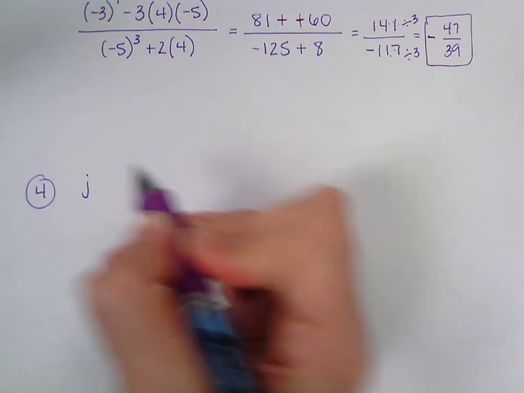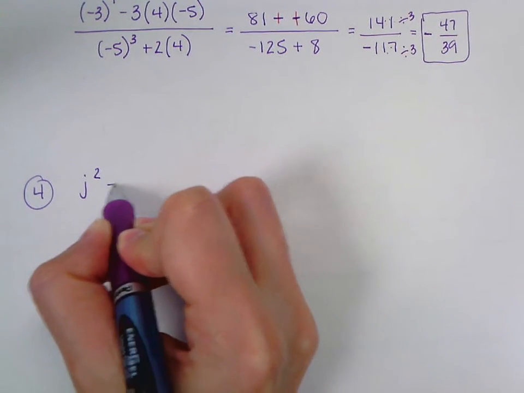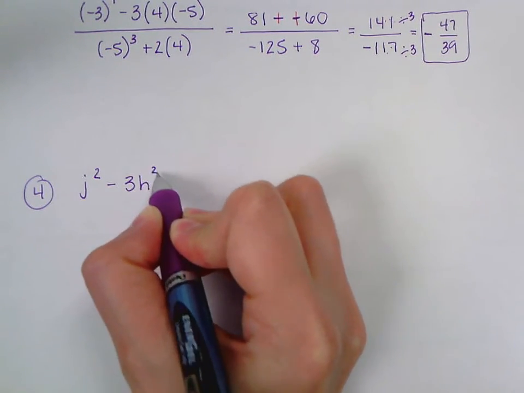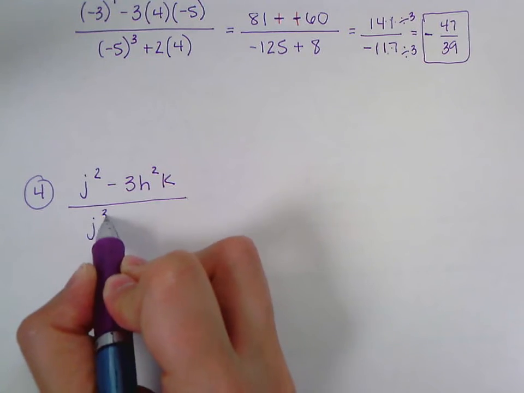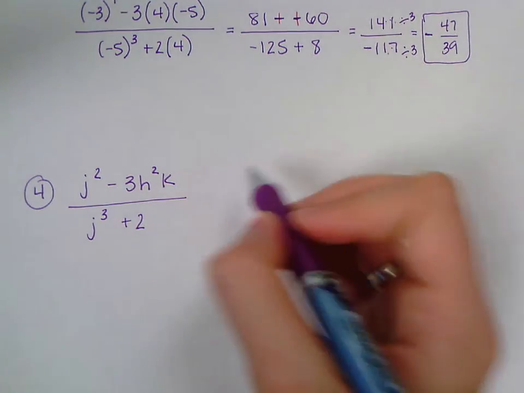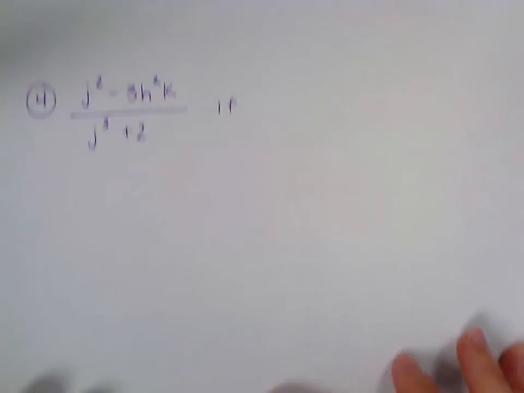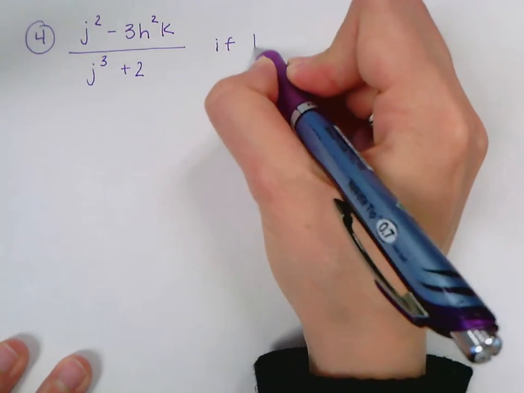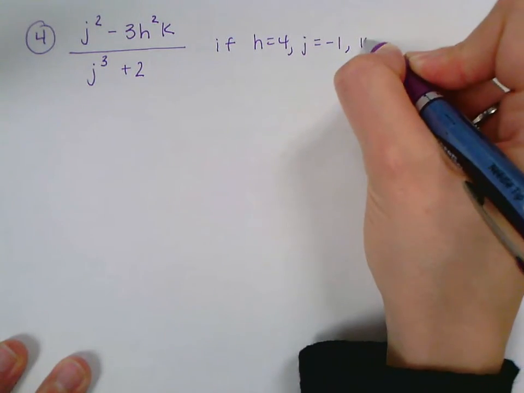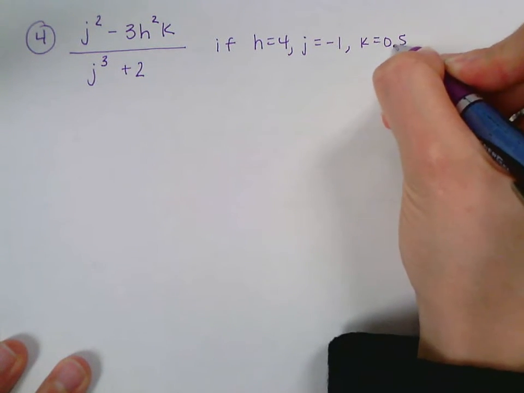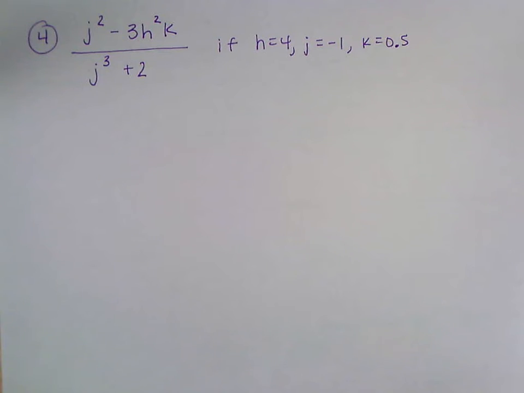So this one is j squared minus 3h squared k, all over j cubed plus 2. And that's if h is 4, j is negative 1, k is 0.5. So evaluate it. You can check in your groups. Did you all get the same answer? If not, why not?